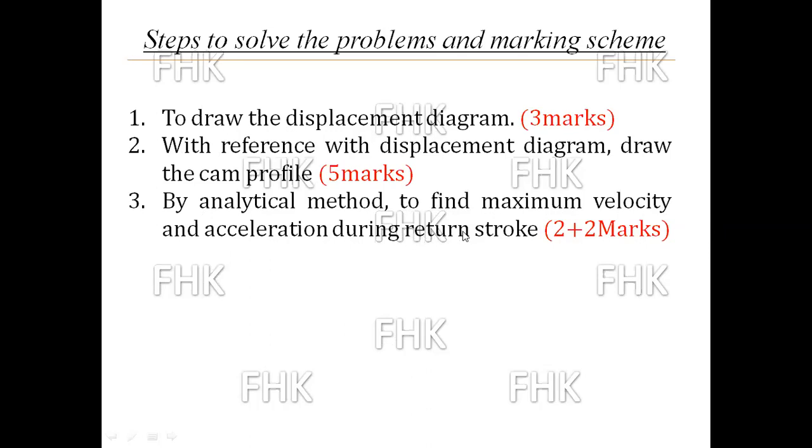Remember, students, the formulas to find velocity and acceleration are different for the forward stroke and the return stroke. As we discussed in the earlier session, the table to find velocity, acceleration and jerk is different for different types of follower motion, and the derivation is also studied in the previous lesson. I will share the link of that previous session. Go through it and find the velocity and acceleration during the return stroke.